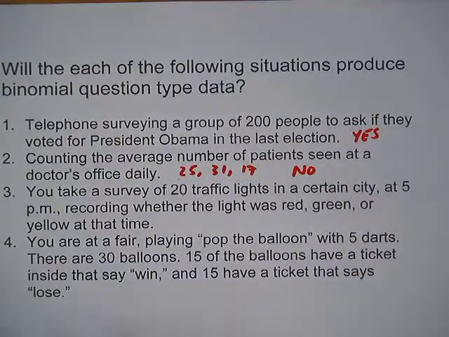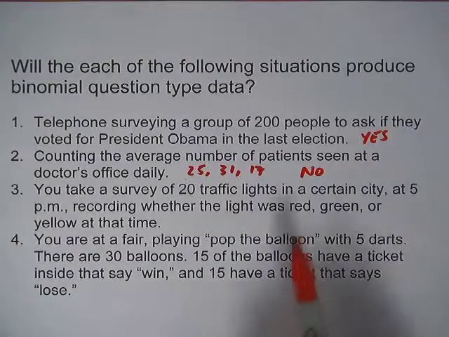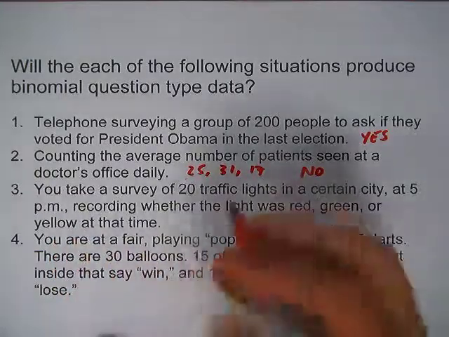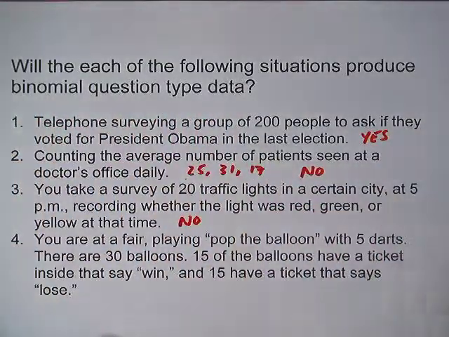Number three, you take a survey of 20 traffic lights in a certain city at 5 p.m., recording whether or not the light was red, green, or yellow at that time. Okay, so we do have categorical data. Our options are red, green, or yellow. But this is not binomial because there are three options instead of just two. So no, this does not produce binomial question type data.